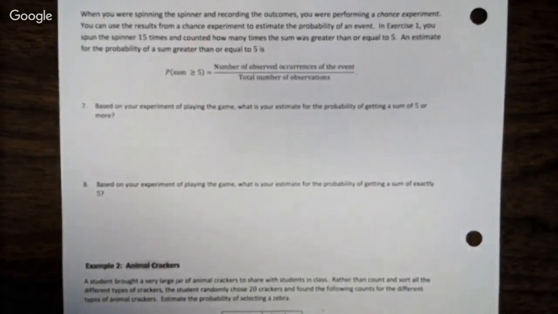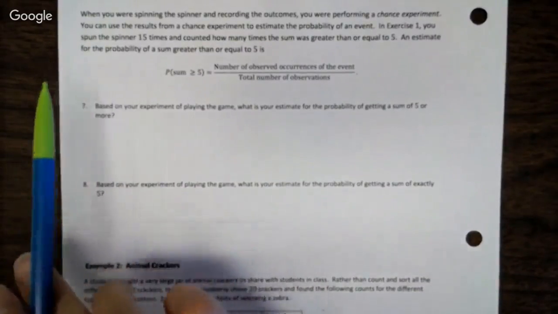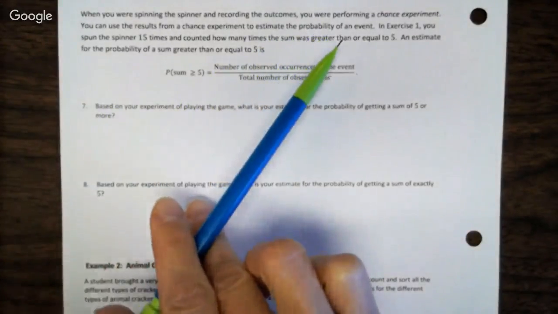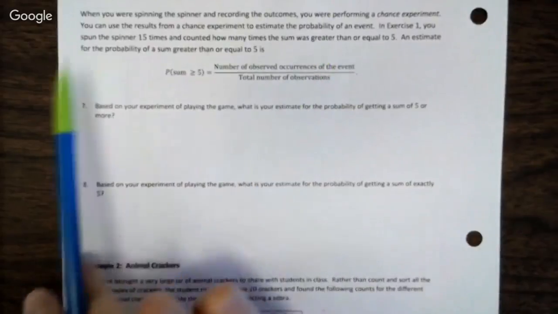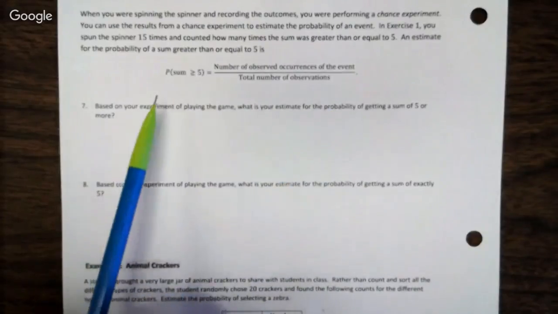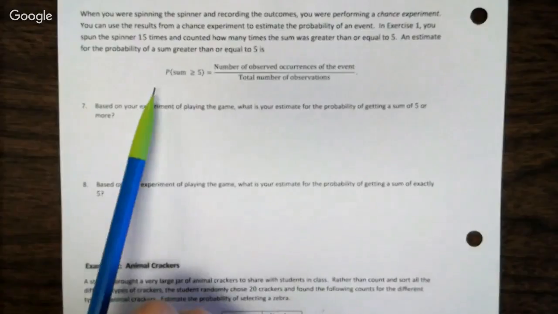Now, page 12 talks about finding the probability based on the experiment of spinning the spinner. So you can use those results to estimate the probability of an event. So you were spinning it 15 times and you were counting to see how many times it was greater than or equal to 5. So the way we write this in math is we write capital P for the probability.